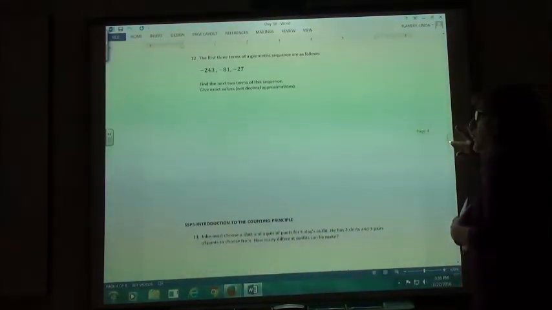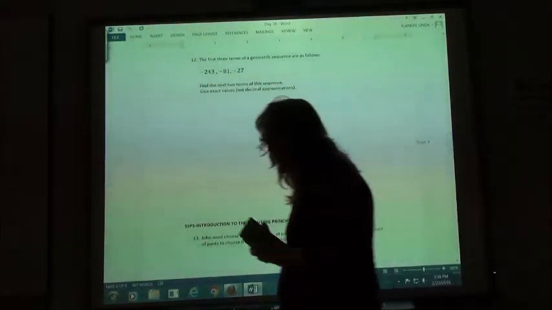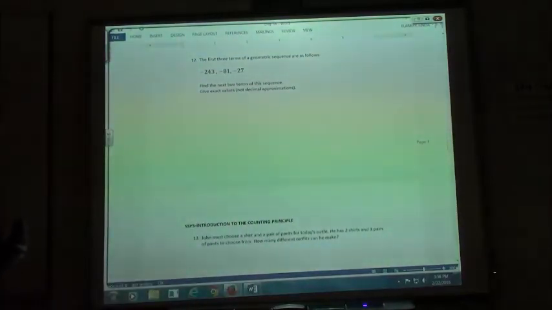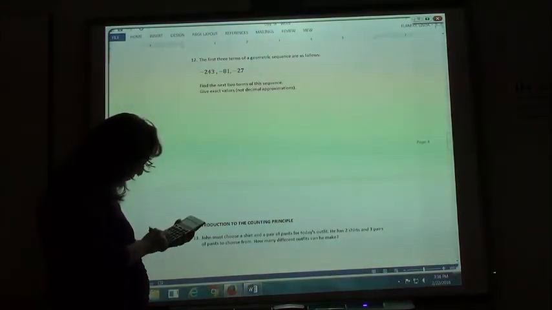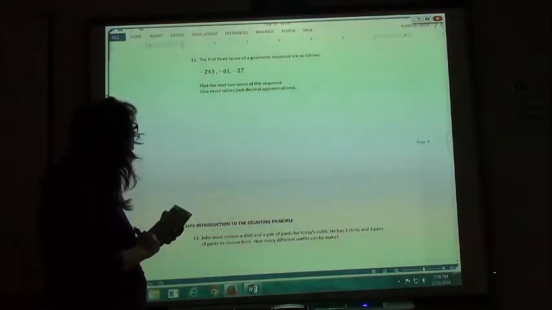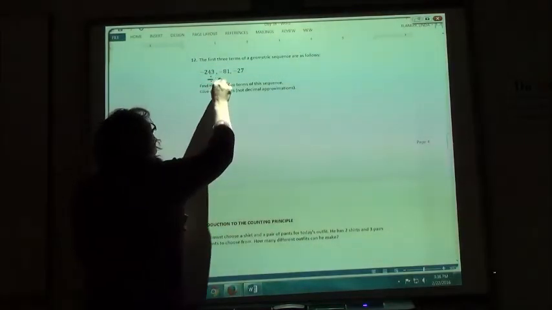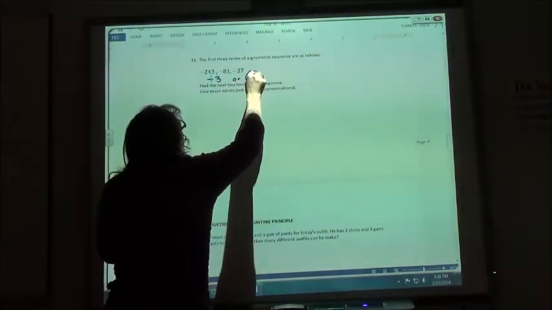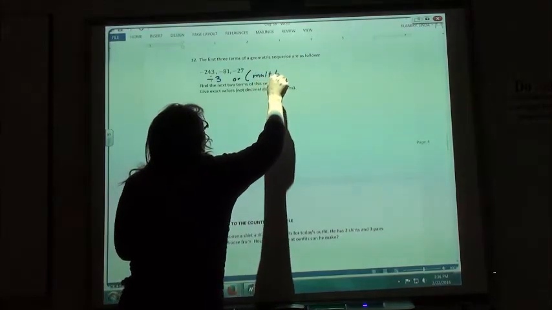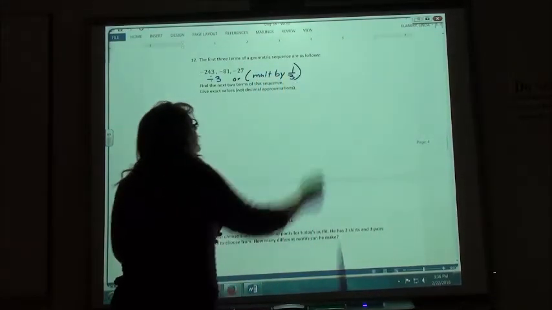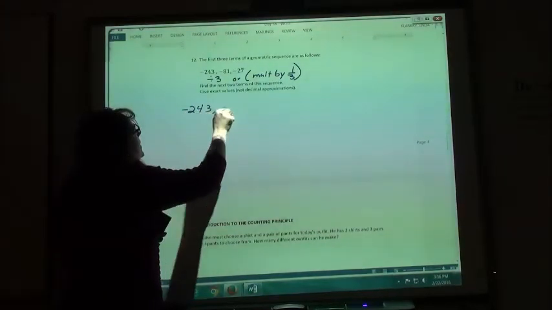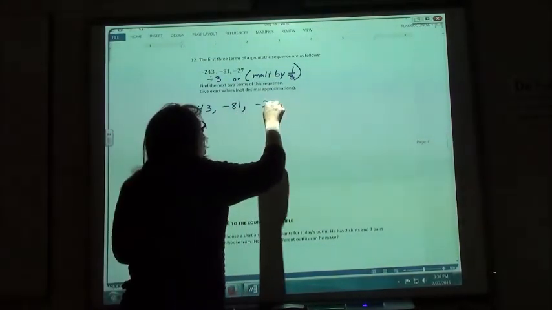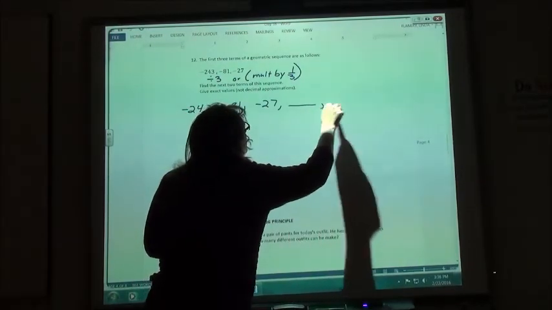On number 12, you can see our values are getting smaller instead of bigger. So I'm either multiplying by a fraction or I'm just thinking of it as dividing. If I take 243 and divide it by 3, I get 81. So I'm dividing by 3 each time, or multiplying by 1/3 would be the same thing. So if I have -243, -81, -27, and I want to find my next two terms.